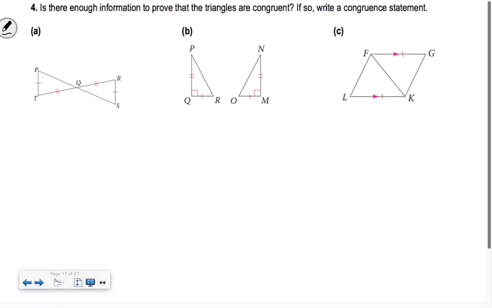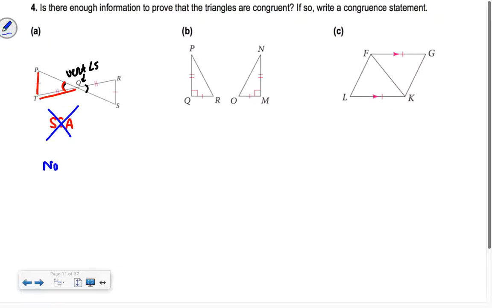All right, so it says, is there enough information to prove the triangles are congruent? If so, write a congruent statement. So let's decide if these can be congruent or not. So mark in anything that we have to know. So we would have to know those vertical angles are congruent, right? Are they in the order that we want? So we want to have side, angle, and then side. Do we have side, angle, and then side? No, we have side, side, angle. That's the bad one. Side, side, angle. This does not work, so cross it out.